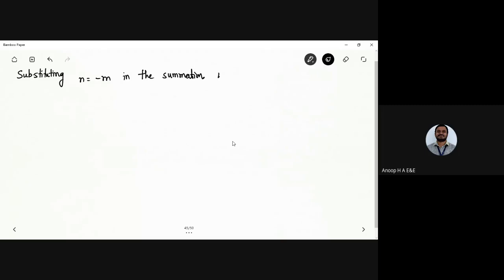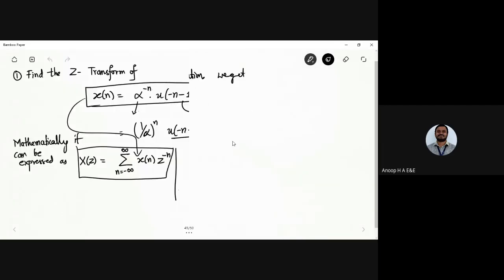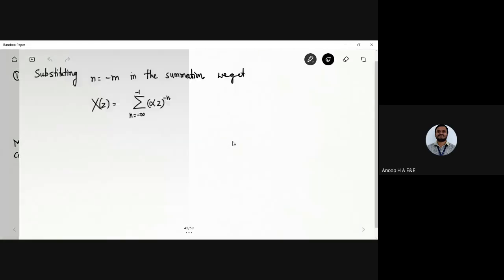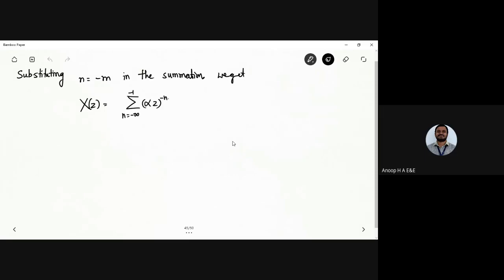In the summation, so what do we get? Okay, so X of z would be equal to sigma. Let me go back to whatever I have written. n equals minus infinity to minus 1, alpha into z whole raised to the power minus n. So together I raise it to the power minus n. Okay, so when I have the substitution n equals minus m, what do I have? I have minus n equals m. So in place of n, I have minus m, that would be equal to minus infinity.